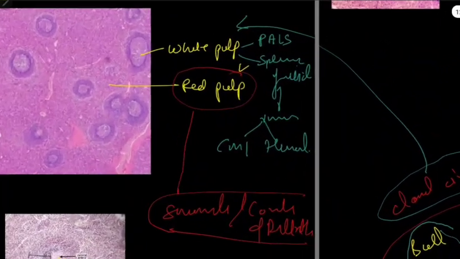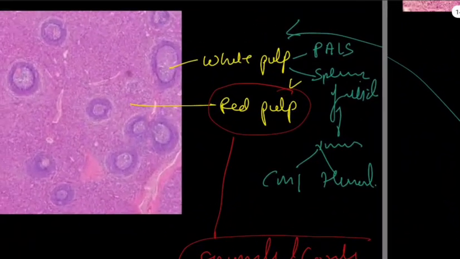Let's see the histology image now. So we have here a number of follicles. These follicles are the white pulp. These follicles can be either the splenic follicle or the periarteriolar lymphoid sheath based on the cross section we have taken. Now we see these follicles have a special feature here. These are the arteriole or the artery, that is the central artery or arteriole.